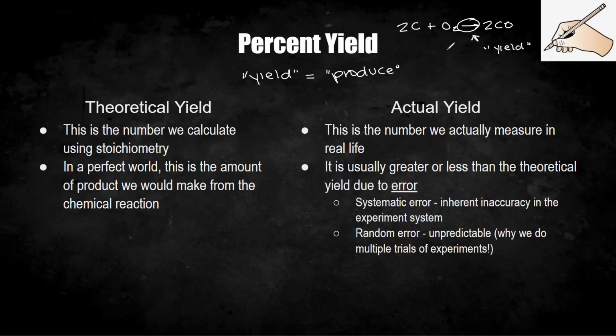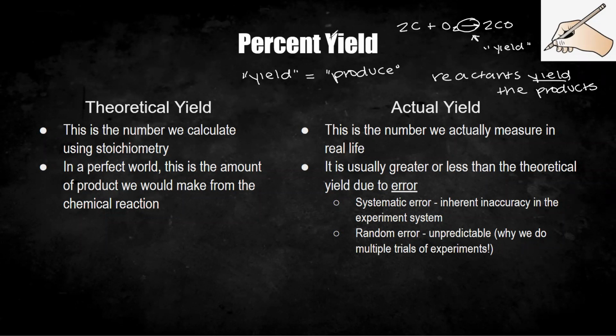Okay, so what that's saying is the reactants yield the products. Again, keep in mind, yield is like produce. So reactants produce the products. Okay, so we do have two different types of yield we can get from a chemical reaction.